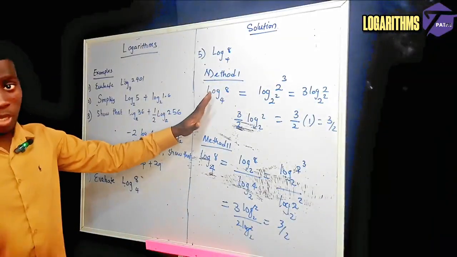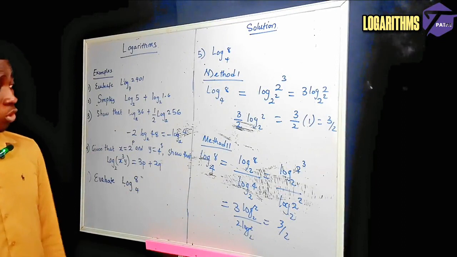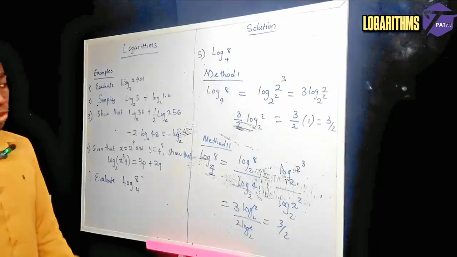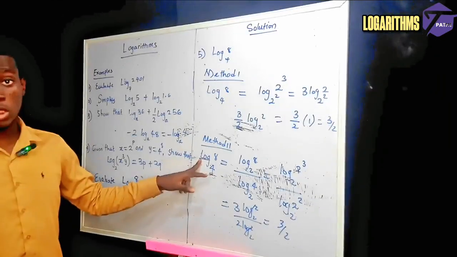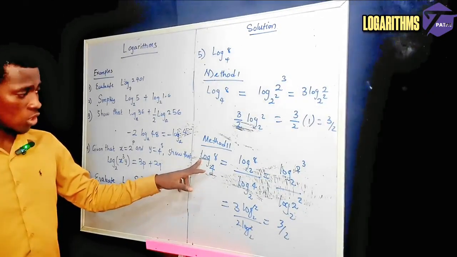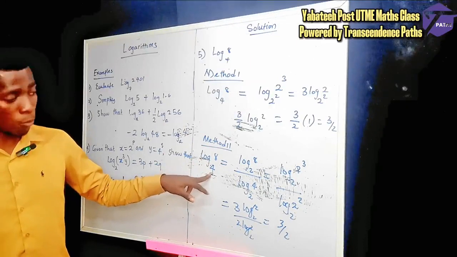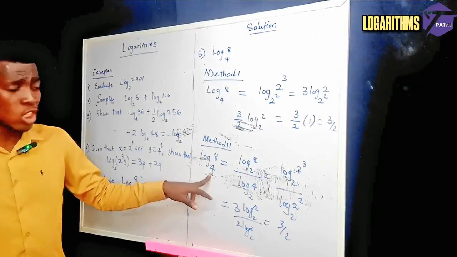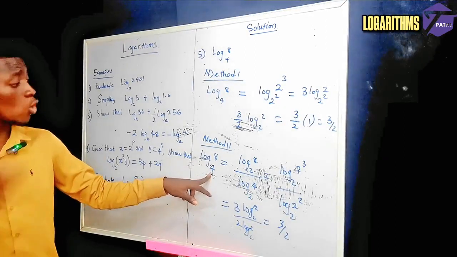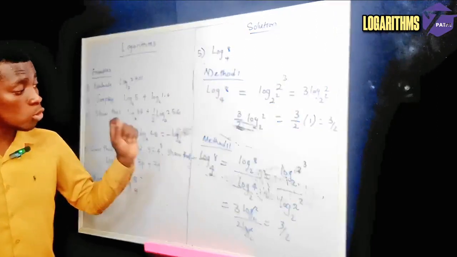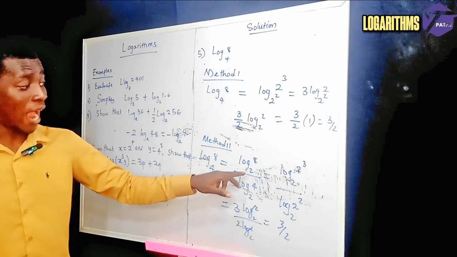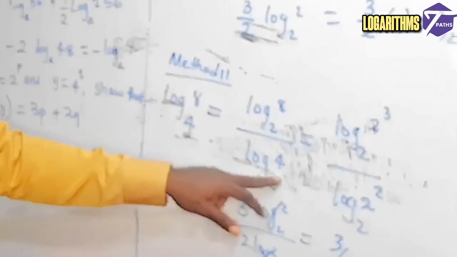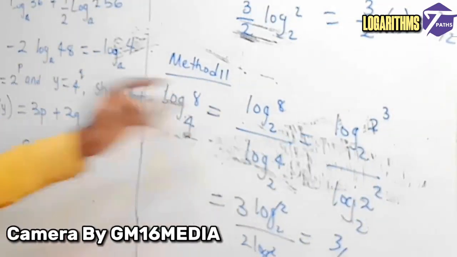If I don't like to use this one, I can use method 2. I have log 8 base 4. So this second method is what? Change of base. So I can change the base. Instead of 4, I can put 2 or anything you like. Some people may want to put 10. Some people may want to put 11, any number you like. But why I put 2 is because I know that I can represent both 8 and 4 as an index of what? Of 2. That is why I put it there.